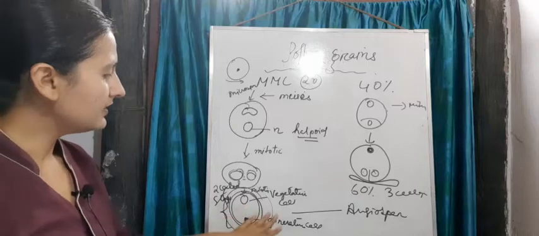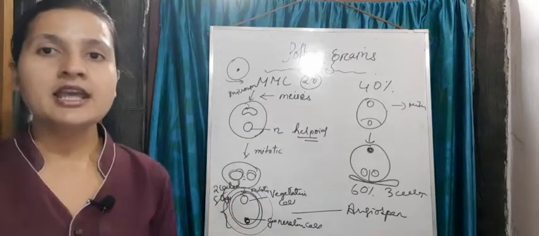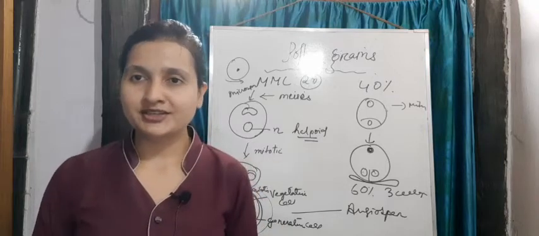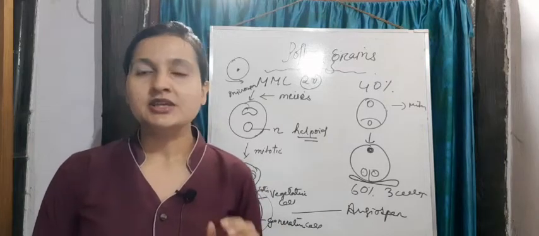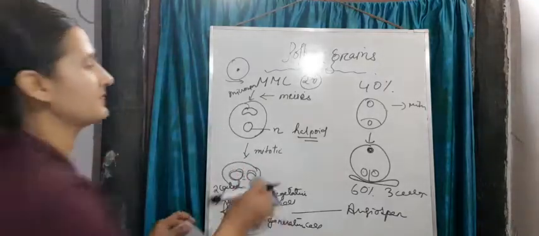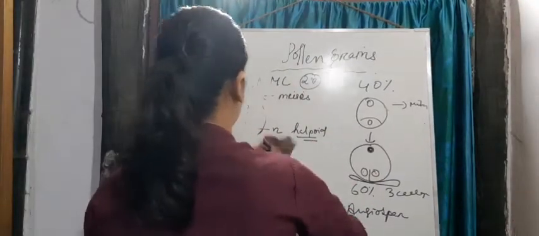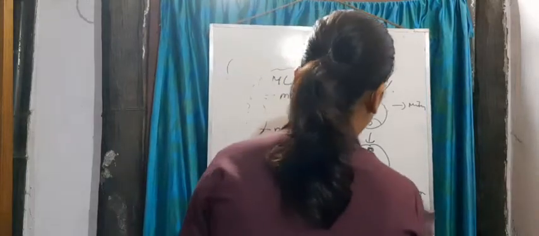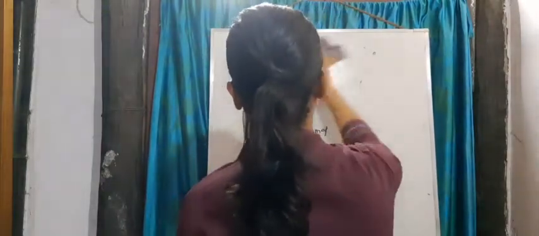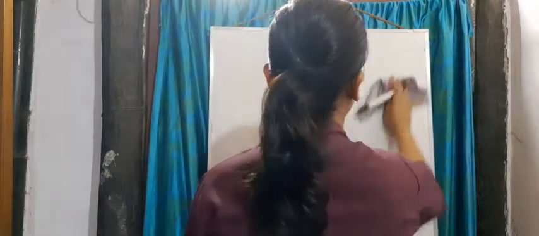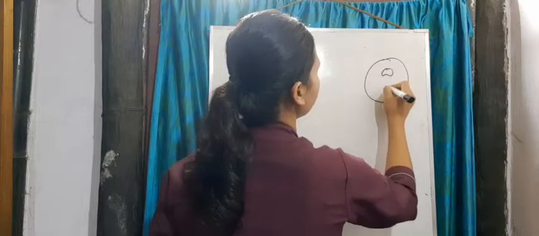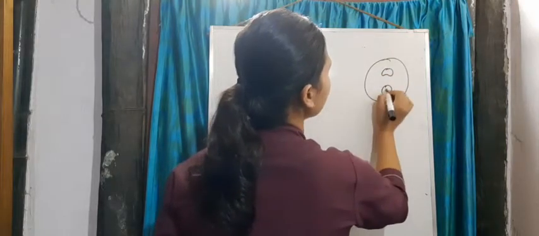This later develops into the pollen grain. Before releasing, the pollen grain has to be developed, and it should have a protection, isn't it? So let us see the structure of pollen grain. So this is the pollen grain. Suppose this is the vacuole or this is the nucleus.